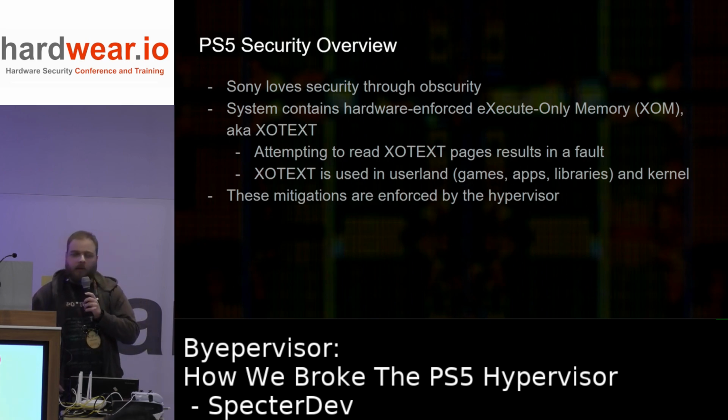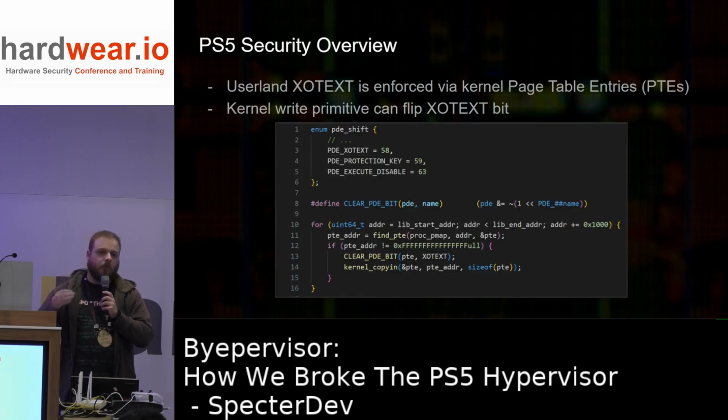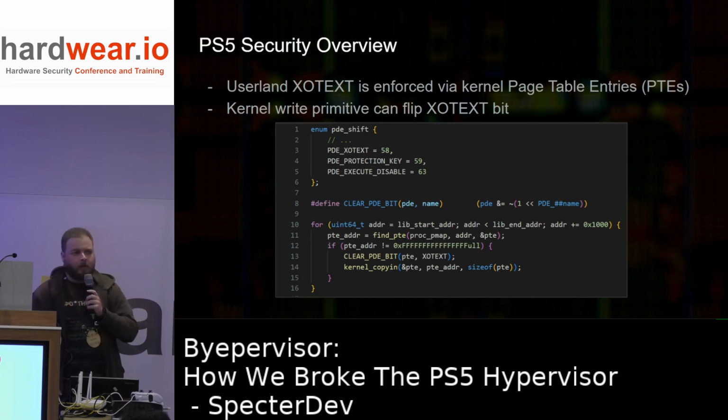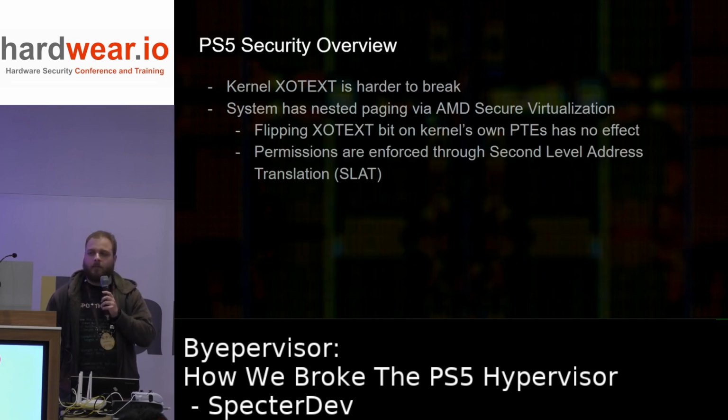So this execute-only memory is used in both user space and the kernel. It's used in games and applications and system libraries, and also on the kernel text. And the mitigation is enforced by the next level up. So userland execute-only memory is enforced by the kernel, and the kernel is enforced by the hypervisor. If you have kernel read-write, disabling userland execute-only memory is as simple as just iterating the page table entries, flipping the exotext bit, and flushing page tables. The code that I have up here is kind of demonstrating that.